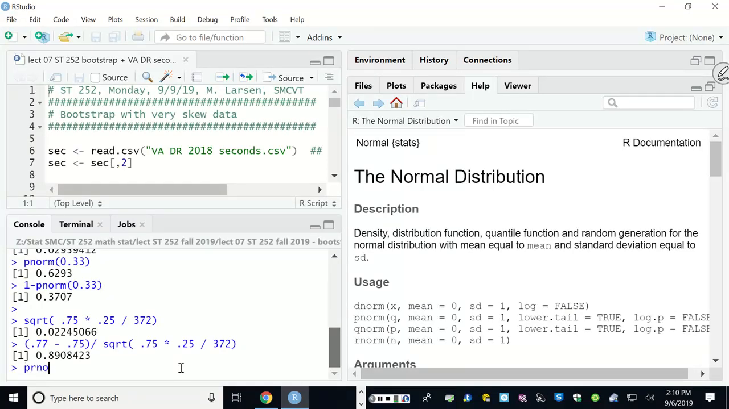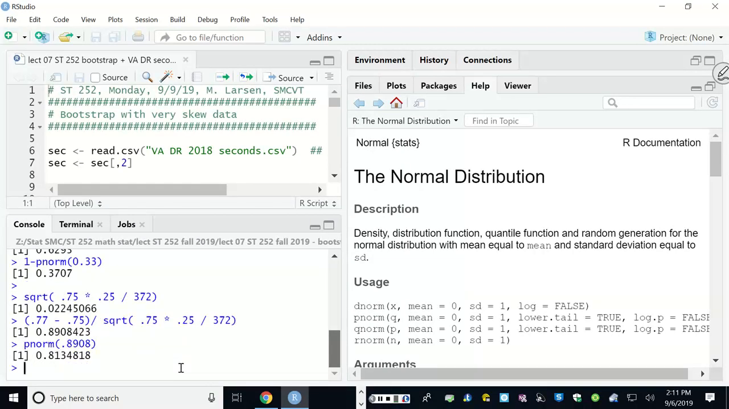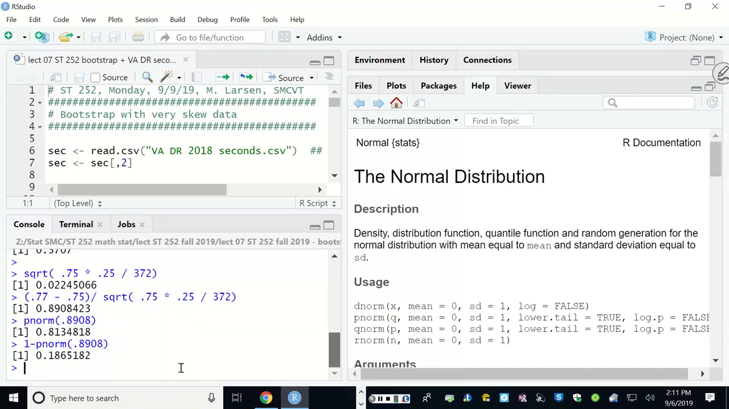And the chance that you're less than 0.89, 0.8908, right, is about 81%. So the chance that you're bigger than that would be 1 minus that. So the probability that you get something at 0.77 or above is almost 19%. That's not really very unusual, right?